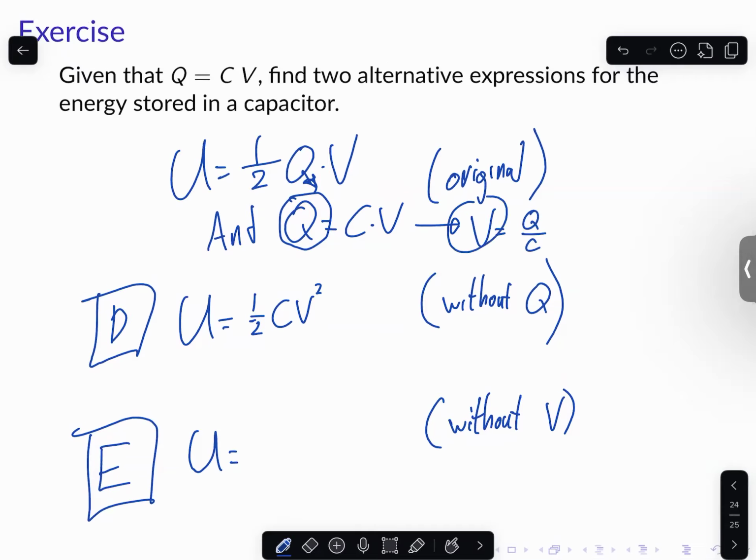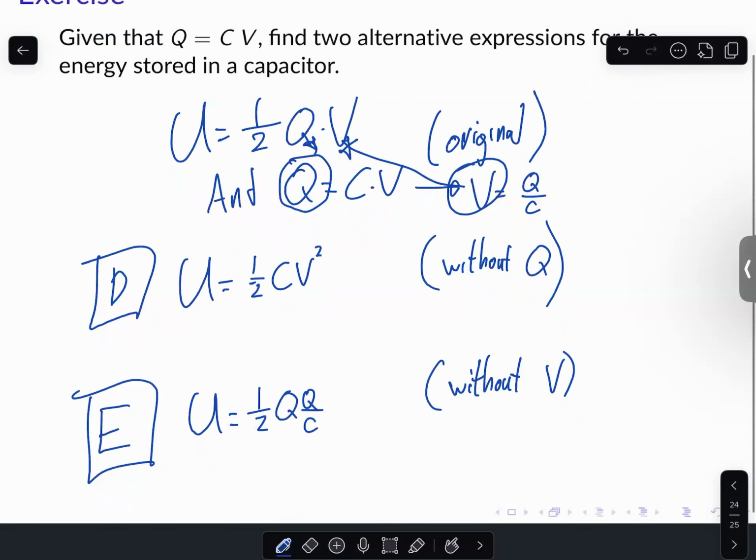I am now going to take this equation and substitute it into the master equation, 1/2 QV. And instead of writing V, I'm going to write what V is equal to, Q over C. I think it's ugly to write 1/2 times Q over C, so I'm going to rearrange that to Q squared over 2C. Please make sure that you can do this level of algebra.